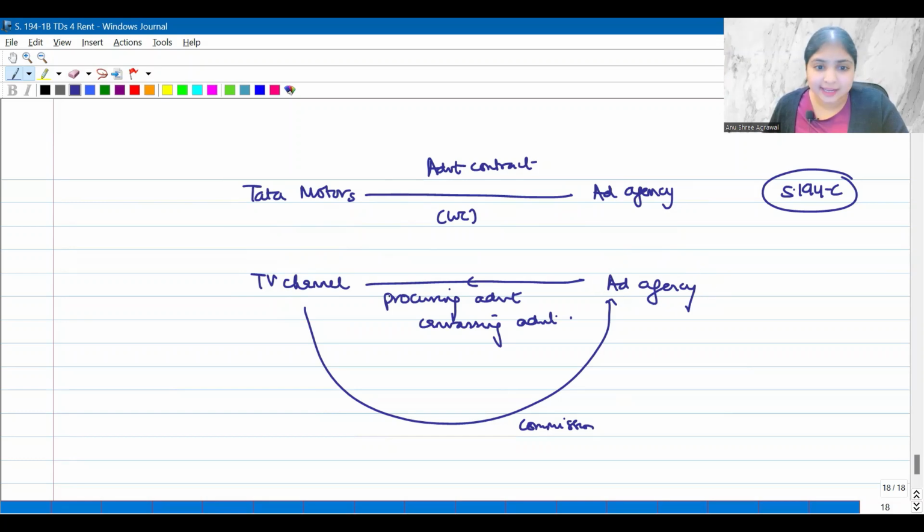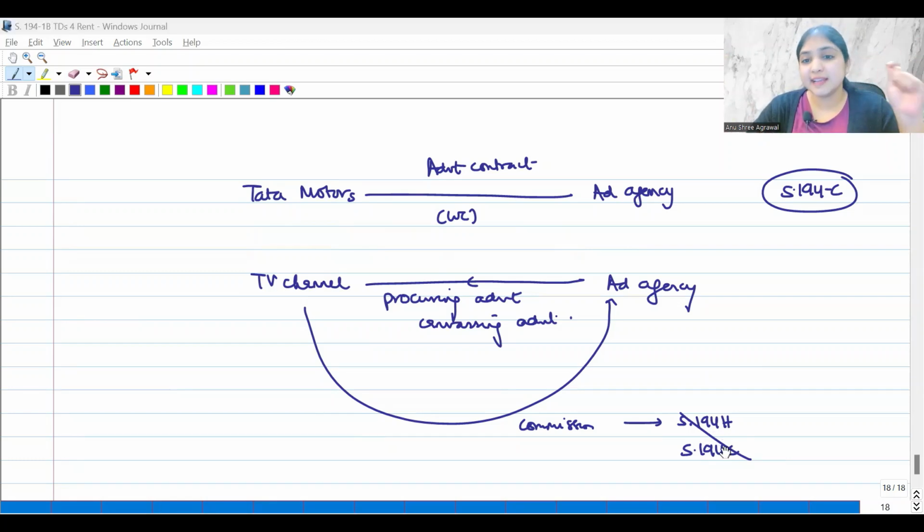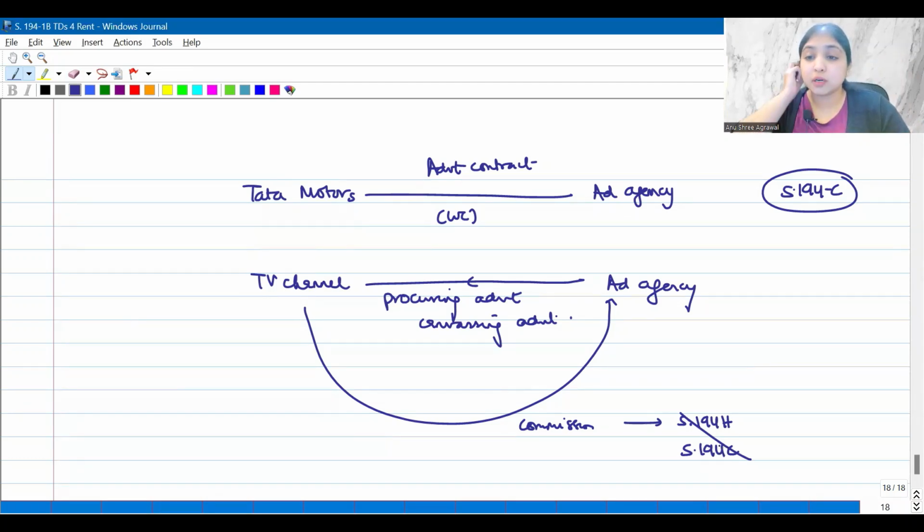So to thank the ad agency, the TV channel is of course going to pay some commission to the ad agency. So when the TV channel pays commission to the ad agency for procuring advertisement like this, this commission will neither go to section 194H nor will it come to section 194C. TDS itself will not apply. It is commission. Generally, we are supposed to think about 194H, but 194H commission TDS will not apply. Even 194C will not apply. So this was one special point that yes, advertising comes to section 194C, but read the question carefully. If the question talks about commission for procuring advertisements, commission for canvassing advertisements, on that neither will 194H apply nor will 194C apply.